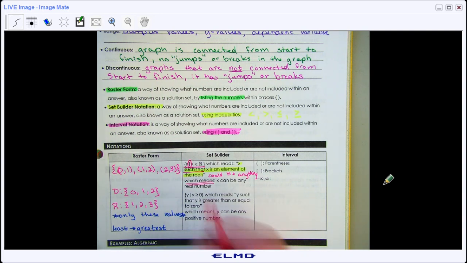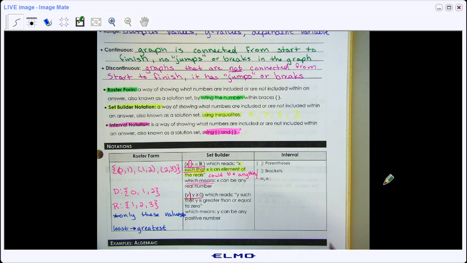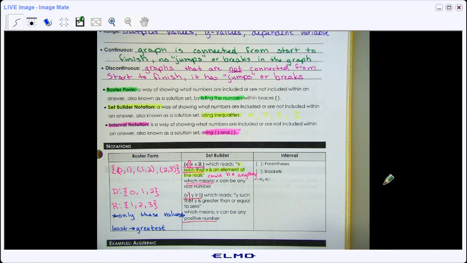Then looking down here, here's an example for a range. This would be y such that y is greater than or equal to 0. This is what I mean by we would use inequalities here. We're using the inequality to show that our range is greater than or equal to 0, meaning it can be any positive value. So your range can only be positives or 0.